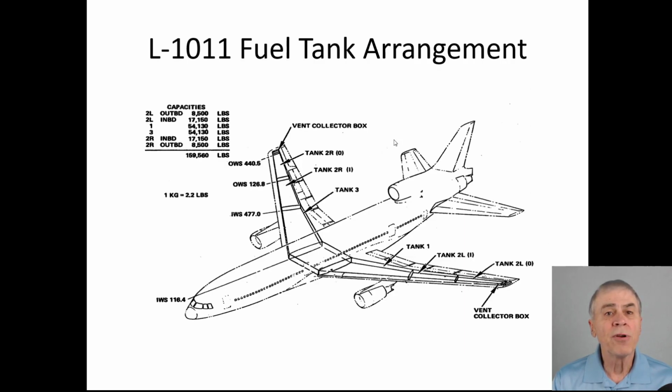I've got some illustrations here of the L-1011, the Lockheed transport category aircraft. As you can see, it's similar to the 727 in that there are three engines, and the middle one is similar to the 727. What do we have here? Tank 1, tank 2 left.